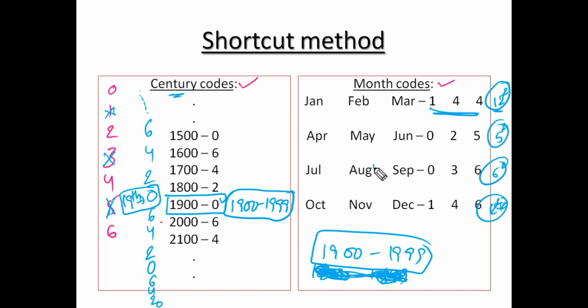Now tell me, what is the code for August? Yes, here first one, second one, third one. Okay, July 0, August 3, September 6, November 4, December 6, January 1, May 2, April 0, March 4. So these are the codes for months. Try to memorize them. Compulsory, you have to memorize them to use the shortcut method.